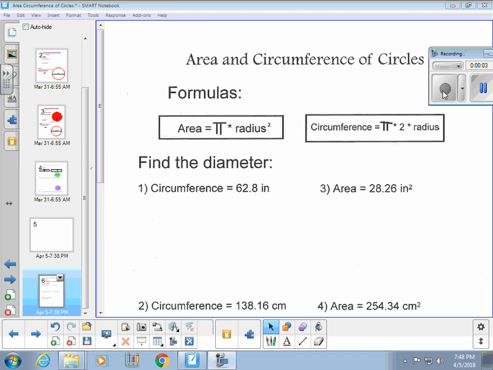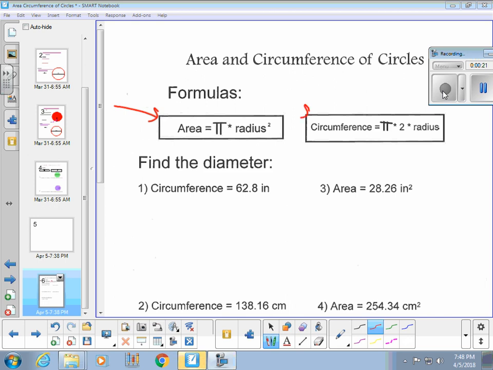Today's lesson, we're continuing to learn about area and circumference of circles. Yesterday, if you guys remember, we learned about how to find the area and the circumference of a circle. We had a couple formulas here to help us out. Here's still our formula for area of a circle, pi times radius squared.